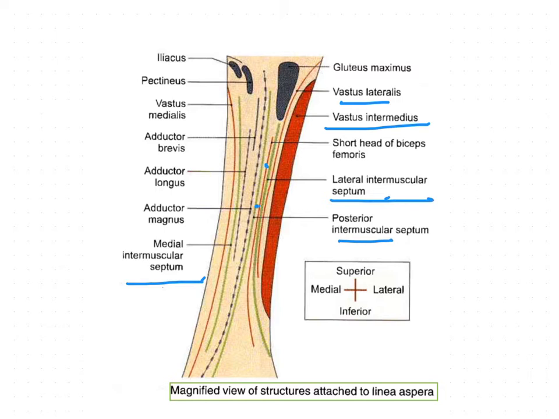Afterwards we can find the adductor magnus, and then adductor brevis, which is seen only on the upper aspect of the shaft, and then adductor longus. Again we will find the medial intermuscular septum, and finally vastus medialis. So these are the muscles attached from lateral to medial in relation to the linea aspera.